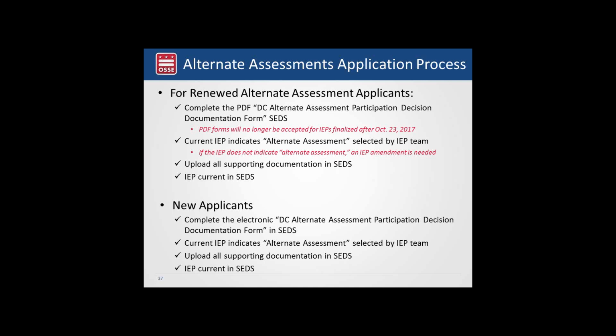For new applicants, and we define new as students entering the 3rd grade or new to the District of Columbia, you must complete the electronic DC alternate assessment participation decision documentation form in SEDS. Ensure that the IEP is current and alternate assessment is selected, and upload all supporting documentation into SEDS.